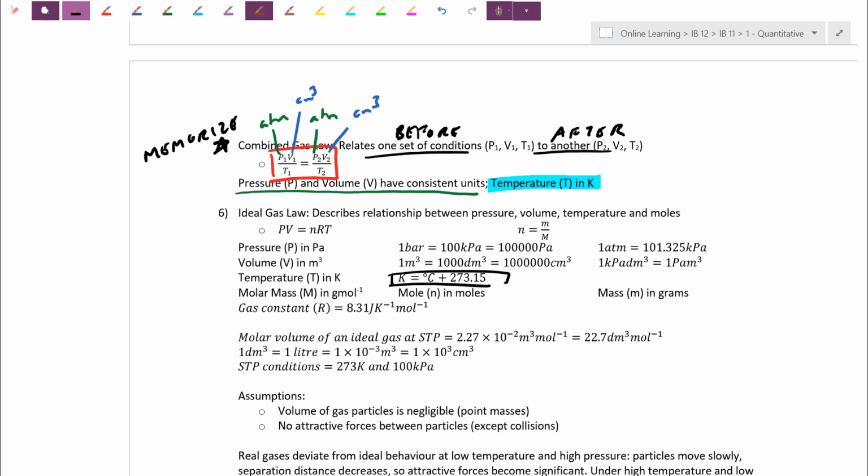Pressure and volume are just consistent. Now let's make sure, where did we get this formula from?